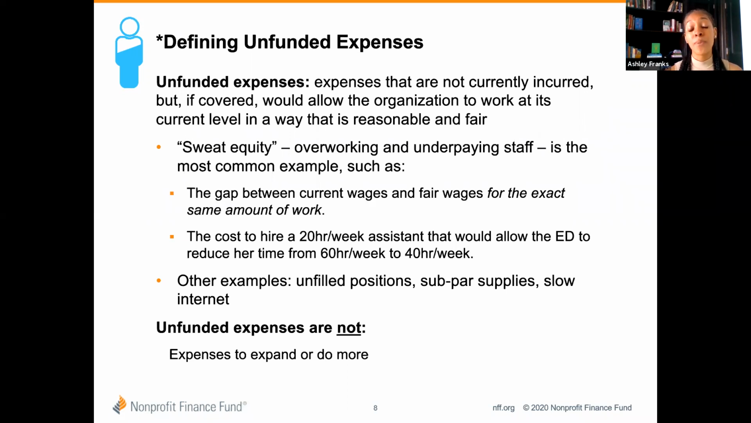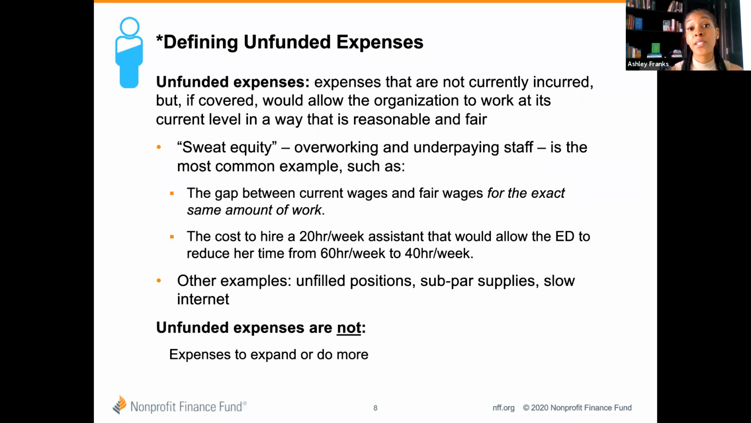That's because if this expense were actually being incurred, it would allow the ED to work in a way that is reasonable and fair. And of course, it would also affect the operations of the organization because the ED now has more time to focus on the things that are vital to their position. Not that they weren't focused on those things when they were working the 60 hours a week, likely why they were working so much, but you all know how muddled time can get when you're spending so much of it on a bunch of different things.